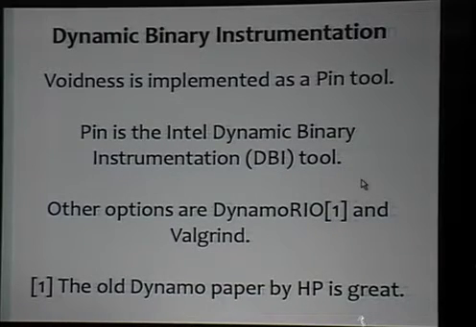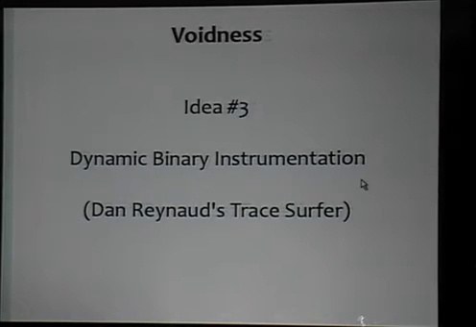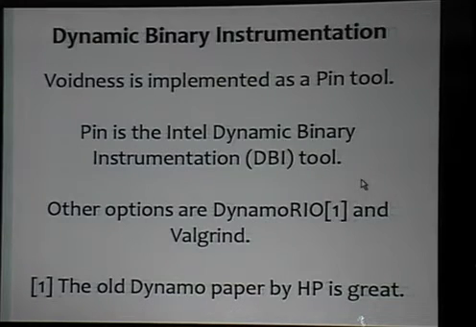You should check out the Dynamo tool. The Dynamo paper from HP is awesome. It's a really good paper, and it explains it all in excruciating detail, but it really answers all your questions, and I think it was written really well. DBI is used by Dan Reynolds' TraceSurfer, who also just takes a whole trace of stuff. His is for virus unpacking, things like that. Voidness is implemented as a Pin tool, which is this DBI. Pin is the Intel DBI tool. Other ones you might have heard of are DynamoRIO and Valgrind. Valgrind is still, I think, Unix only.